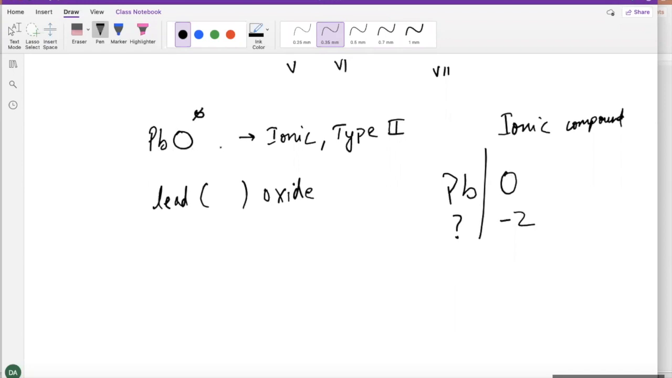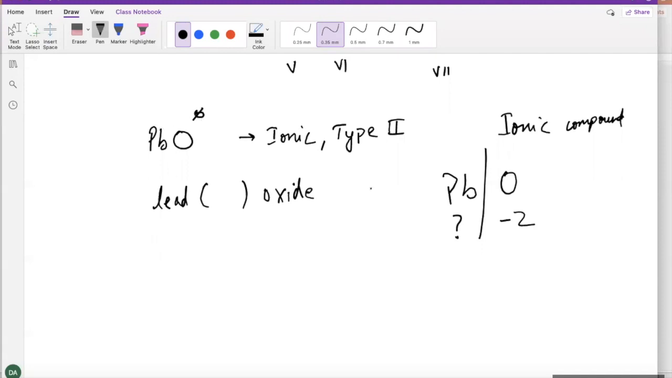What does that mean? That means whatever the charge of Pb is, the same magnitude of charge is what oxygen is going to have. Of course, Pb is going to be plus and oxygen is going to be minus, but that's a different thing. What I'm trying to say is, if this is going to be -1, this must be +1. That's when their charges will cancel and you will get a 0 charge.